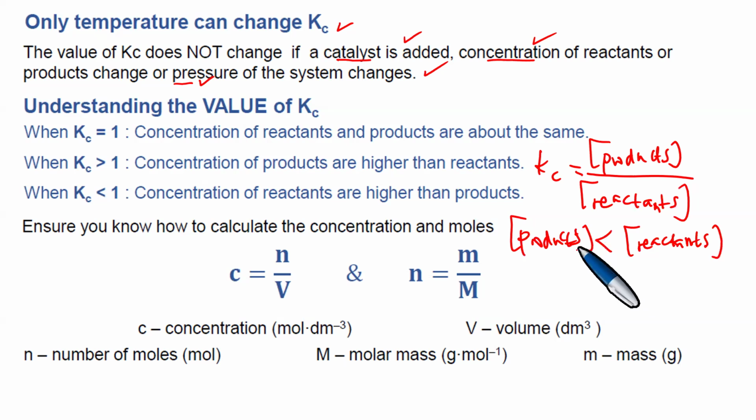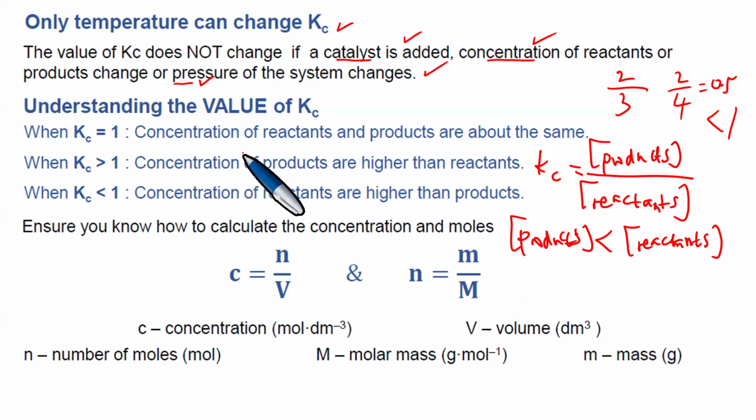So the reactants have a greater concentration. Maybe the products are two and the reactants have a greater concentration, maybe three. Or we have two and then maybe four there. The two over four is like 0.5, for example, which is one half. So you'd be able to see that one half is smaller than one, meaning the Kc is smaller than one when the concentrations of the reactants are higher than products.